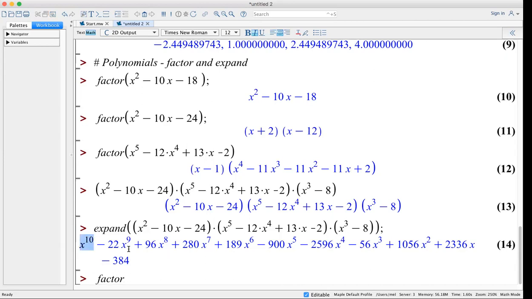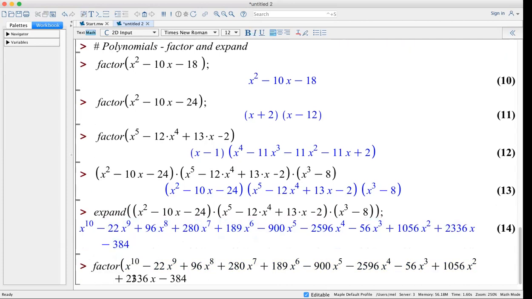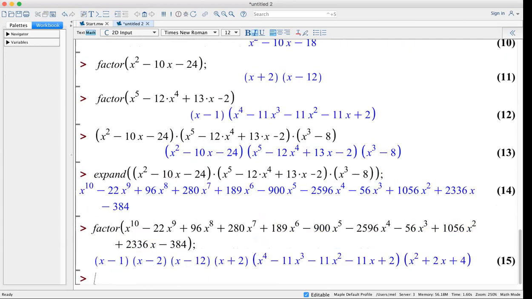If you want to factor it, see whether you get back what you started with. Well, you didn't get this back. Why not? Because when you factor this, Maple factors completely, and some of these were not irreducible. So we actually have 1, 2, 3, 4, 5, 6 different factors that come up when you factor this polynomial.